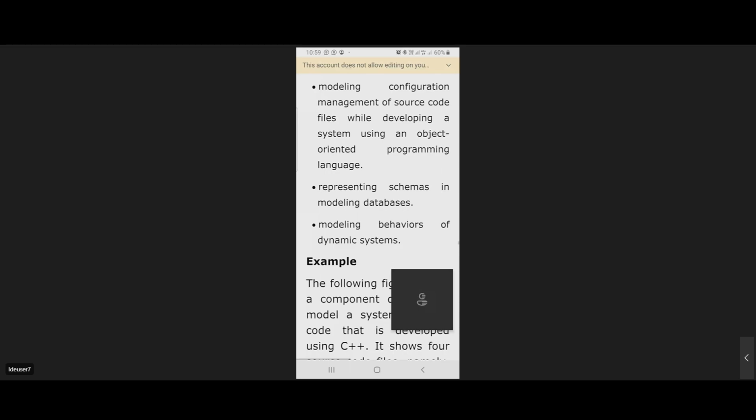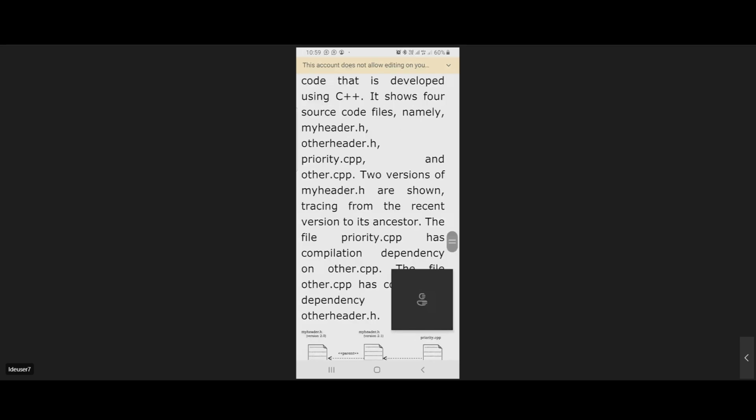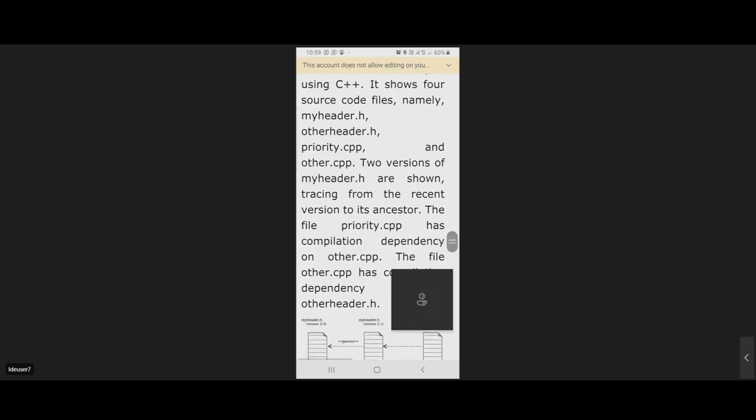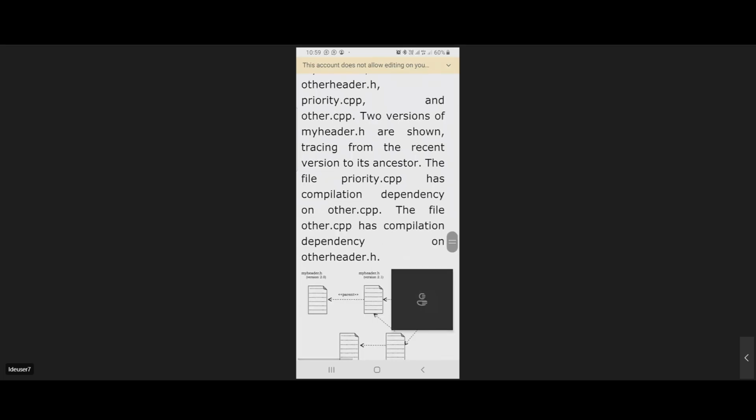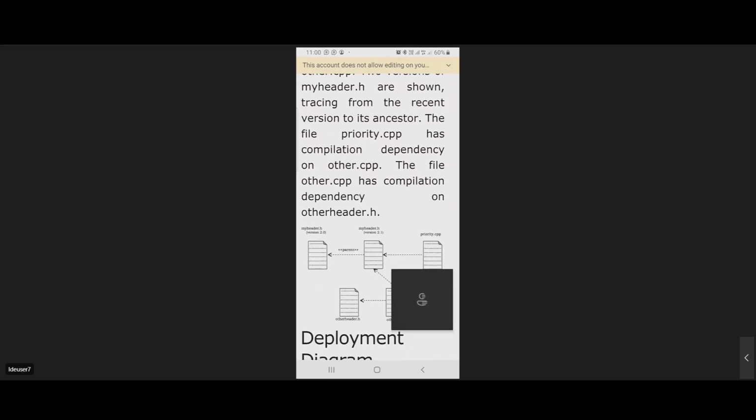The following is a component diagram to model a system's source code that is developed using C++. It shows 4 source code files, namely myheader.h, otherheader.h, priority, and other. 2 versions of myheader are shown, placing from the recent version to its ancestor. The file priority has a compilation dependency on other. The file other has a compilation dependency on otherheader.